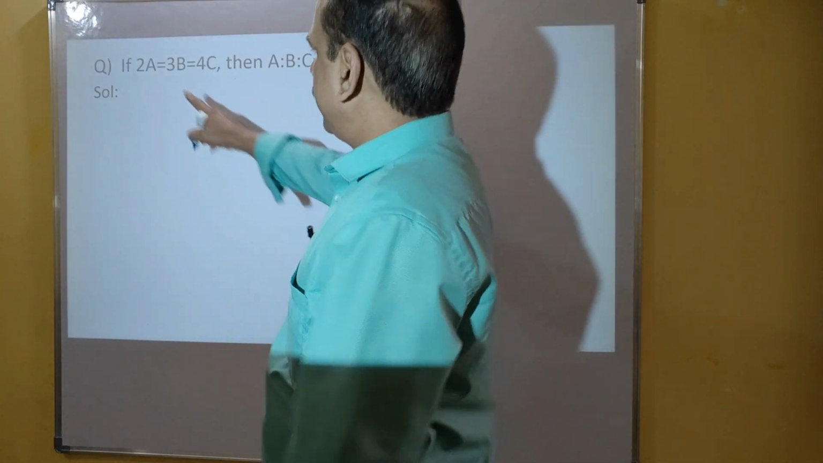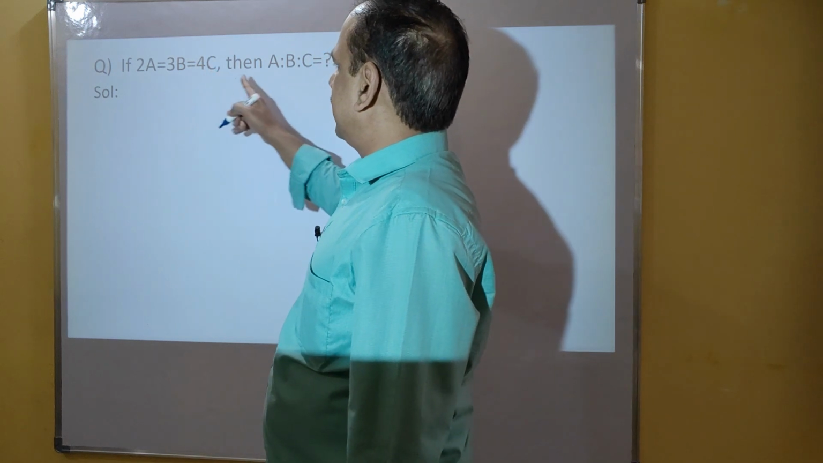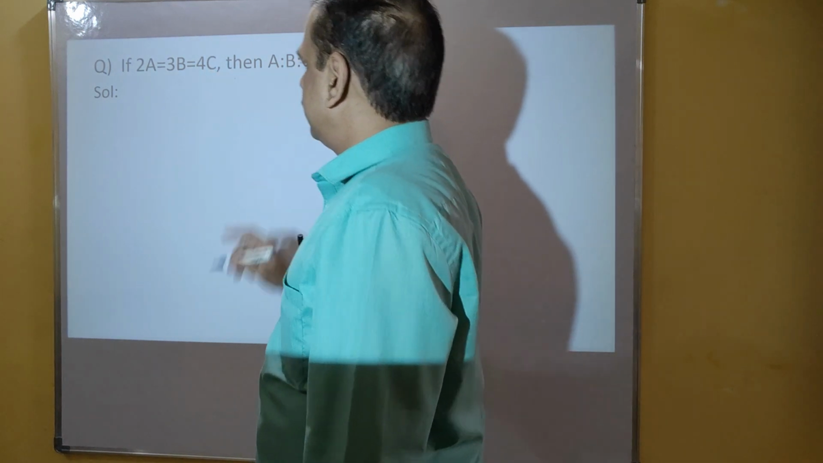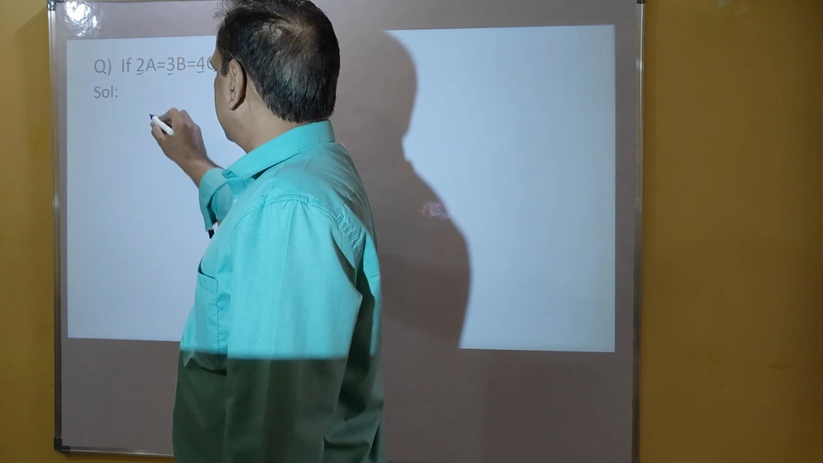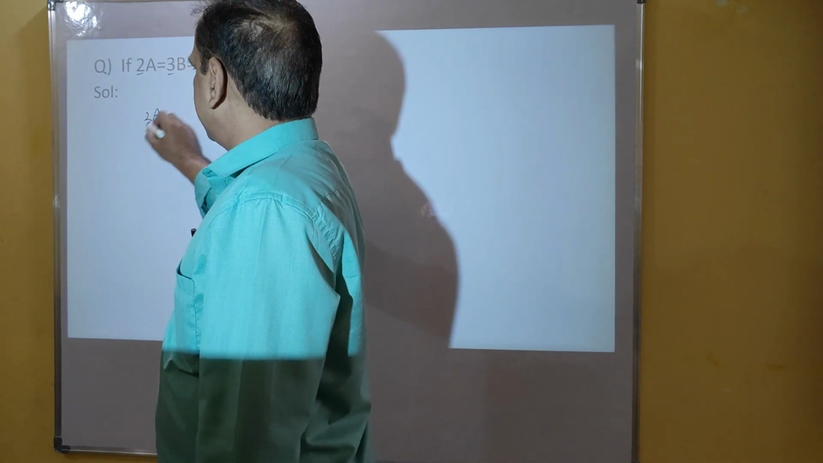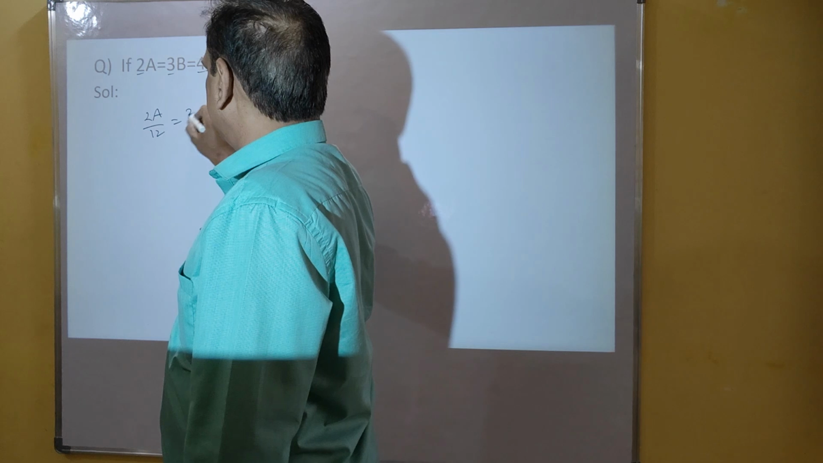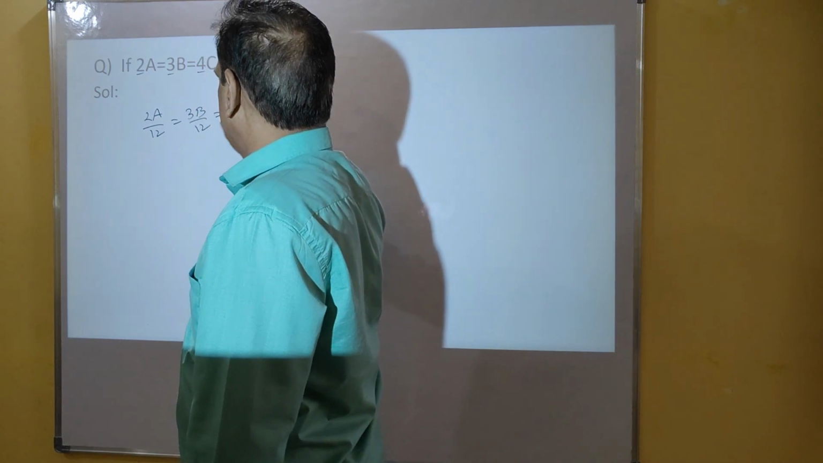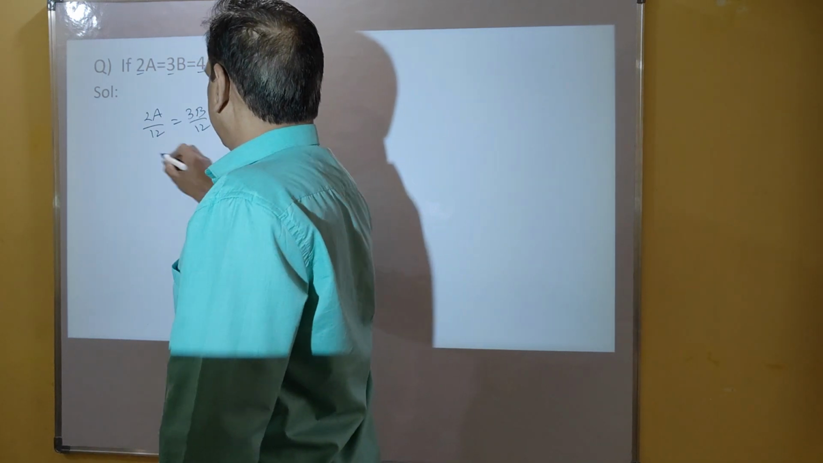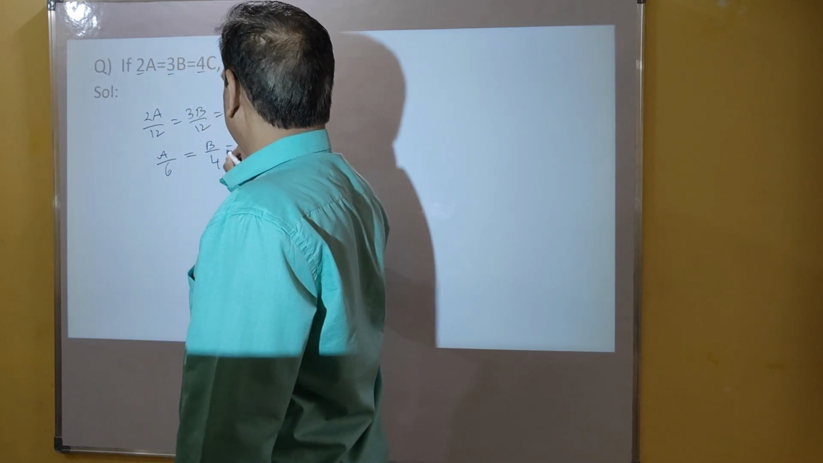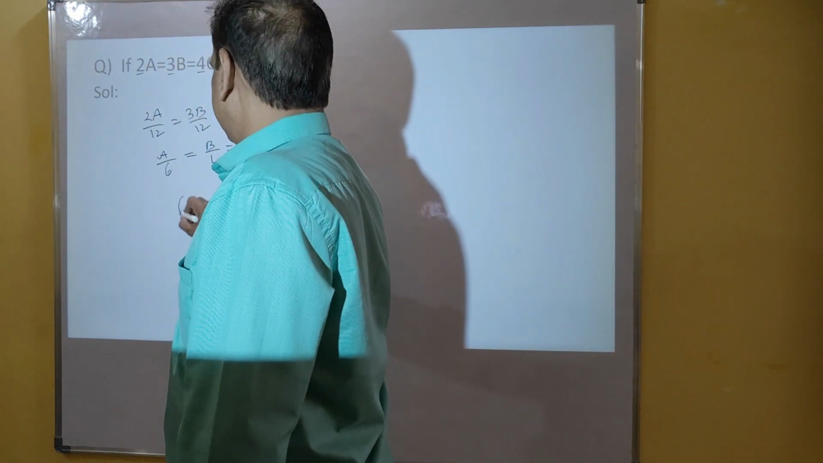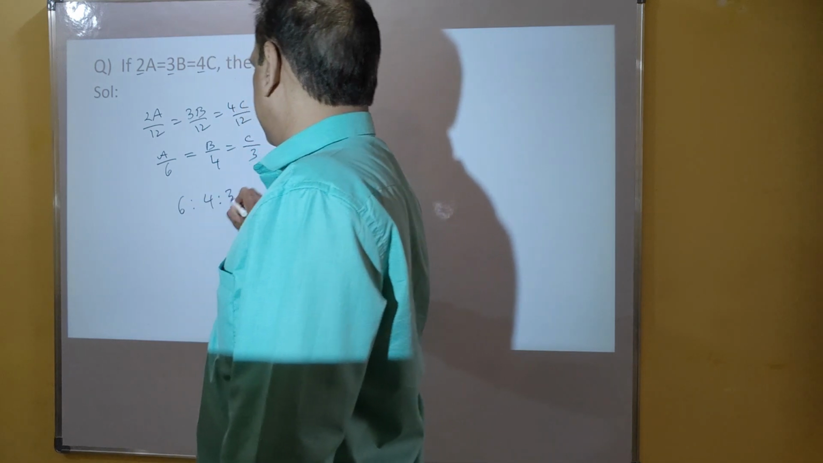Now you are given 2A equal to 3B equal to 4C and asked to find A is to B is to C. What is the LCM of 2, 3, 4? It is 12. So divide it by 12. Then it is A by 6, B by 4, C by 3. So the answer is 6 is to 4 is to 3.